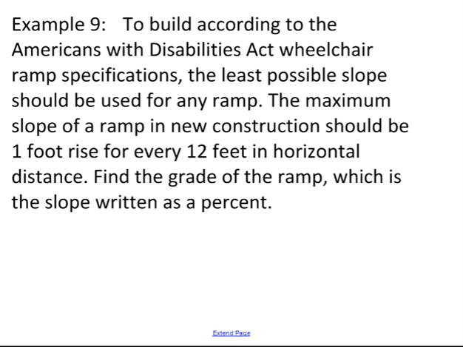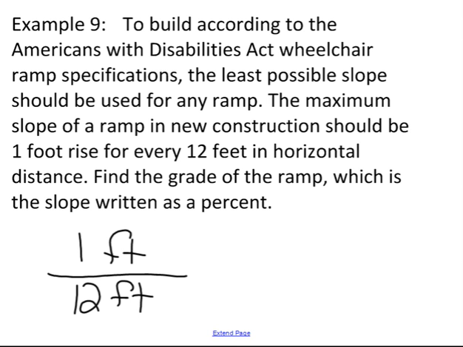Right, example 9. To build according to the Americans with Disabilities Act wheelchair ramp specifications, the least possible slope should be used for any ramp. The maximum slope of a ramp in new construction should be 1 foot rise for every 12 feet in horizontal distance. Horizontal distance is the run part of it. Find the grade. Well, the grade is another name for slope, but grade is written as a percent.